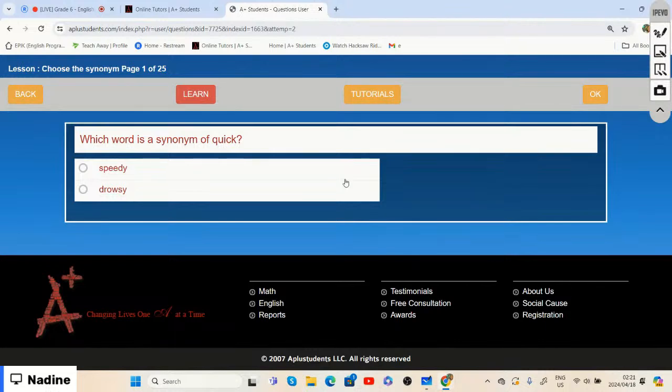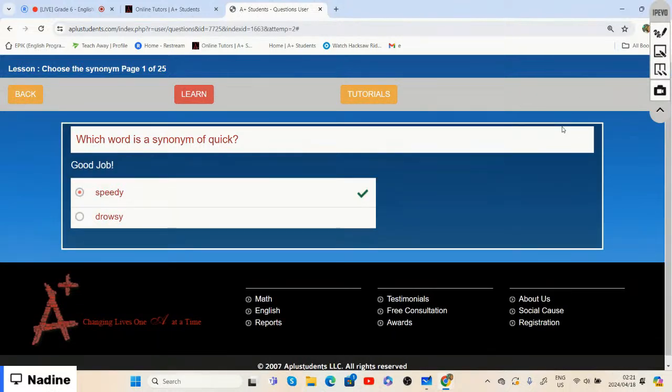So we can say that a word that is almost the same or basically the same as saying it is quick, we can say it is speedy. Yes, so well done. Speedy is correct. Well done.